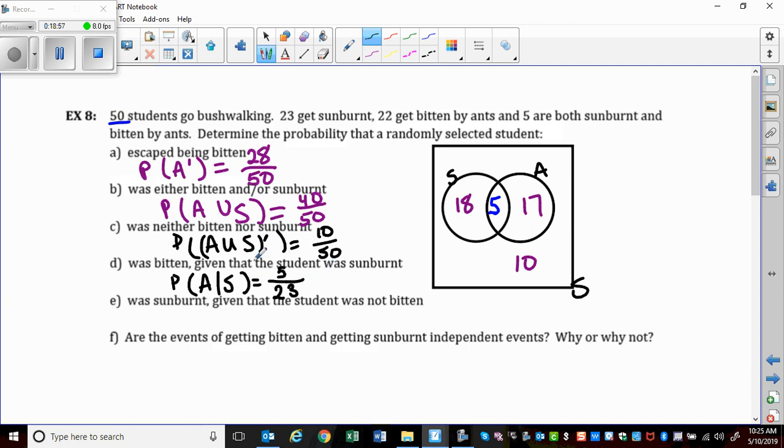Okay, I want you guys to try this one. If they are independent events, then the probability of A given S will be the same as the probability of A. Well, they will be equal.